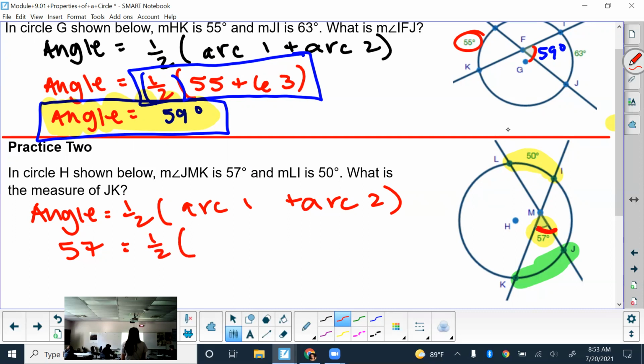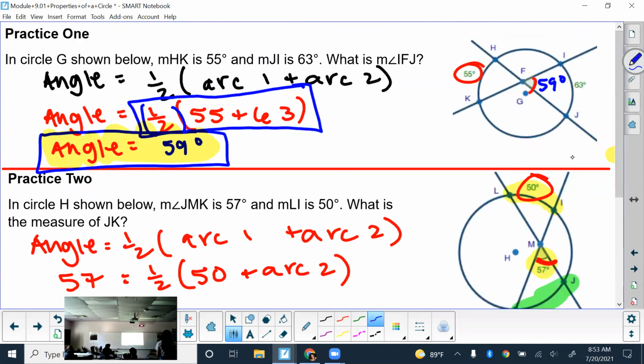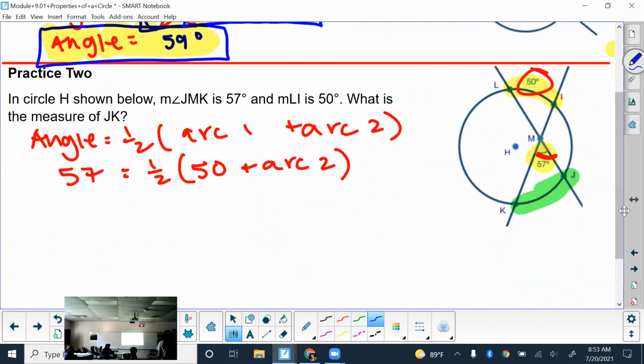Equals 1/2. We do have one of the arcs measures. What's the arc measure? 50. And then arc 2 is what we don't have. So that's what we're solving for. That's why it still says arc 2. Now we're going to need to solve for arc 2. So we're going to have to isolate it. And to do that, undo what's being done. Start with what's farthest away from it. So instead of getting rid of that 50 first, which is next to it, I'm going to get rid of that 1/2. How do I get rid of 1/2?